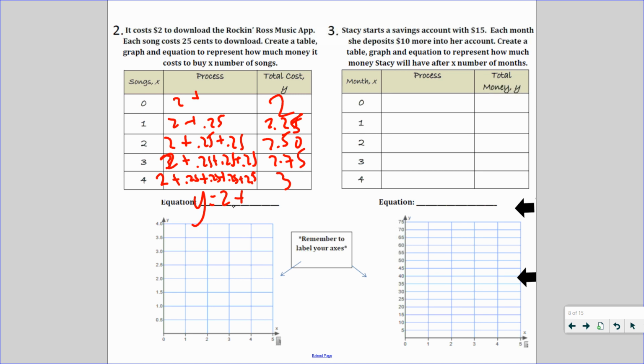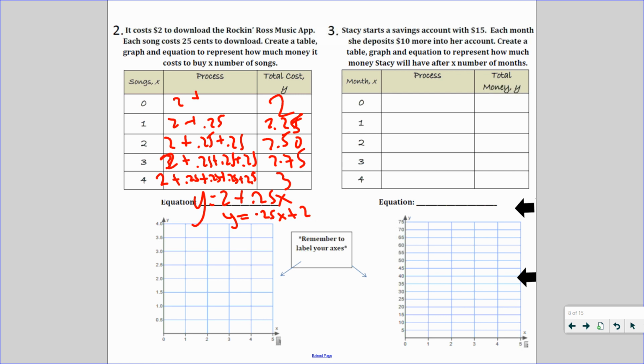So what is a better equation I can write? $2 plus 25 cents per song. So it's y equals $2 to download plus 25 times the number of songs. Another way you could write that is 25x plus 2.